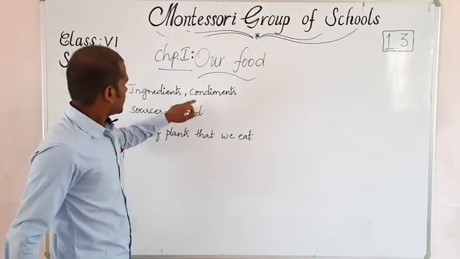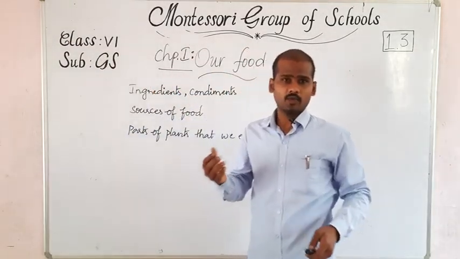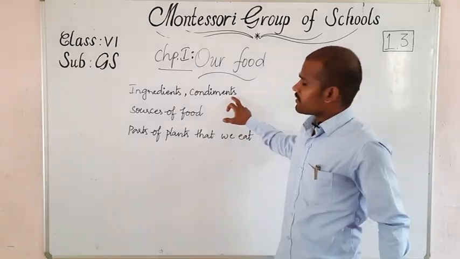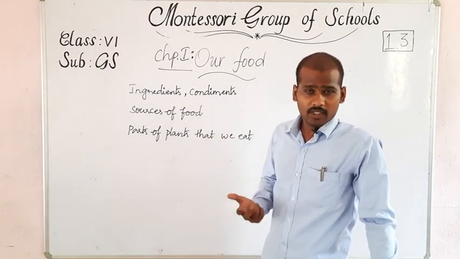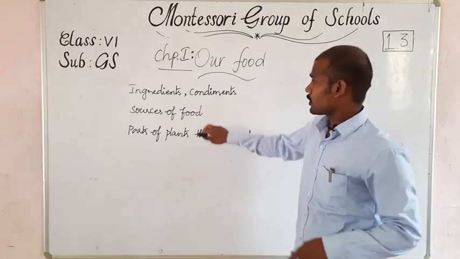And condiments, what are the condiments? Condiments are the food items which will give a particular taste to that dish. Okay, examples of condiments: almonds, cashew nuts, cloves, bay leaves, and cinnamon, cardamom. So like that. Okay, so next is sources of food.